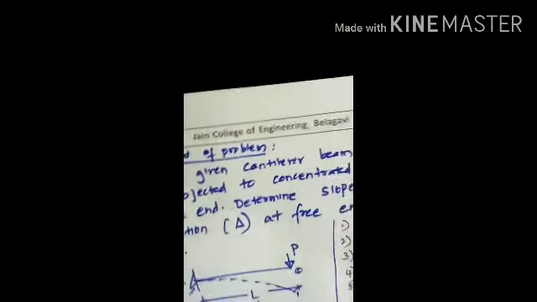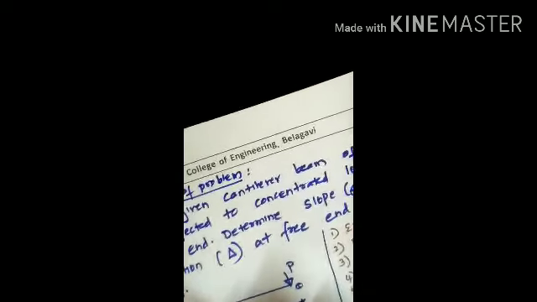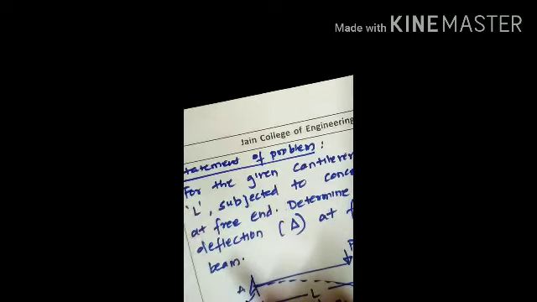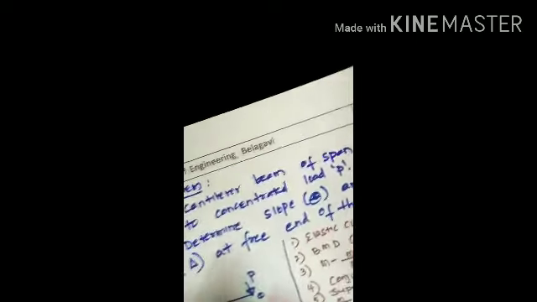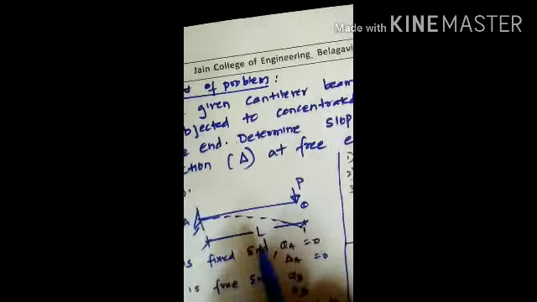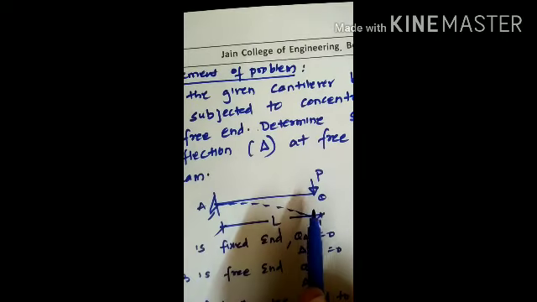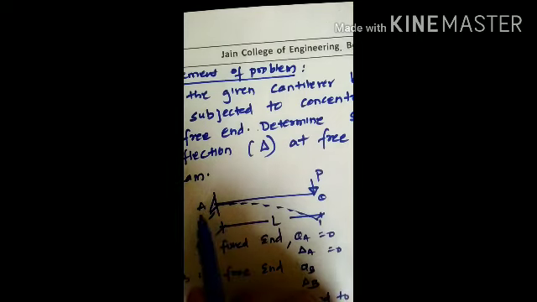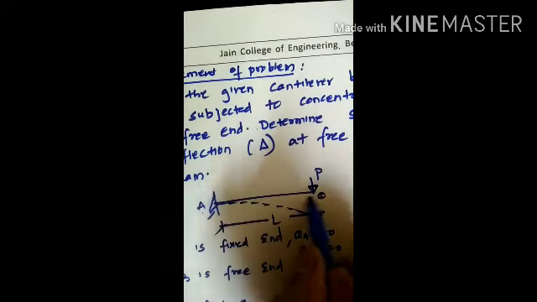Now this is a cantilever beam subjected to a point load. So kindly read this statement. For the given cantilever beam of span L subjected to a concentrated load P at the free end, determine the slope, that is theta, and deflection, that is delta, at the free end of the beam. So this is a cantilever beam of span L. We shall name this point A and this point B.